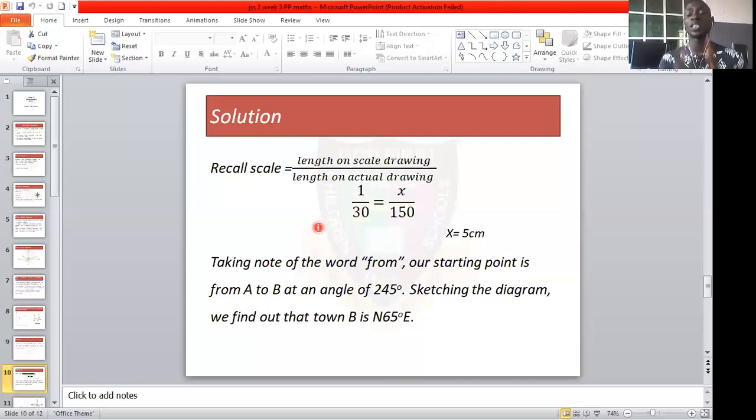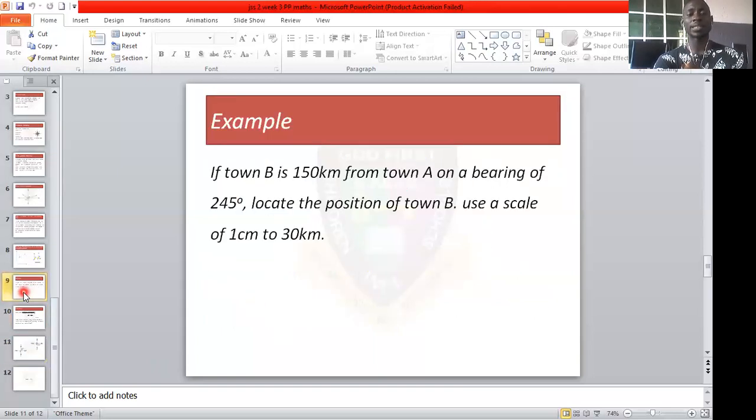But in this case, it's 65 degrees northeast. So let me give you the diagram explanation of the solution. Looking at it now, the question says it starts from A. We have our X to be 5 centimeters, the distance in scale drawing. If town B is 150 kilometers from A on a bearing of 245 degrees.